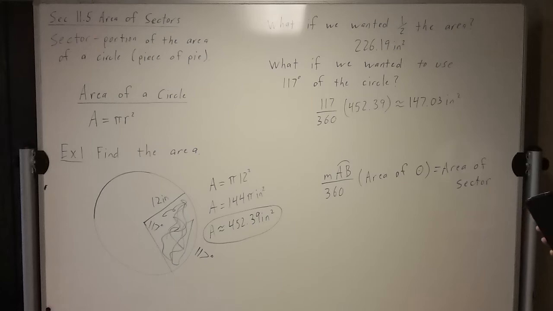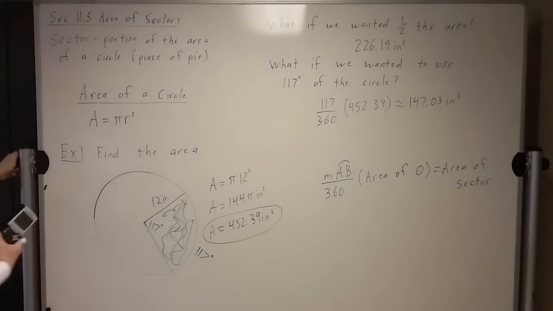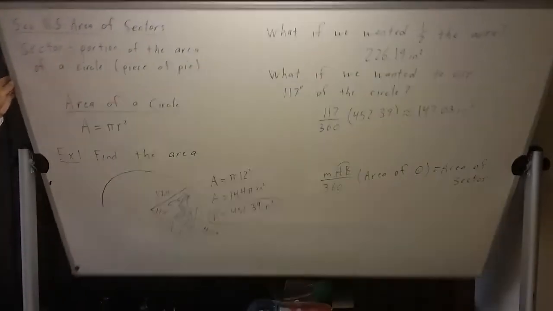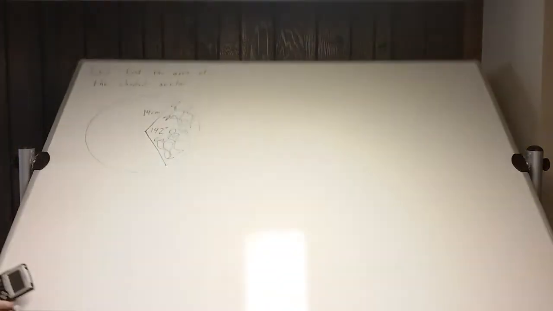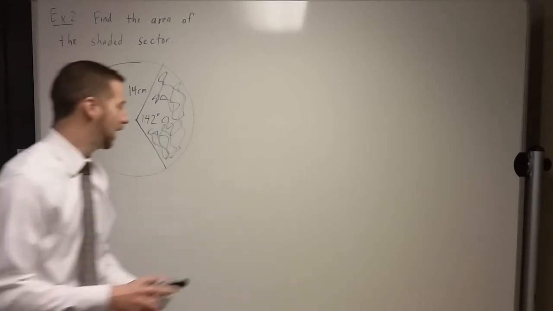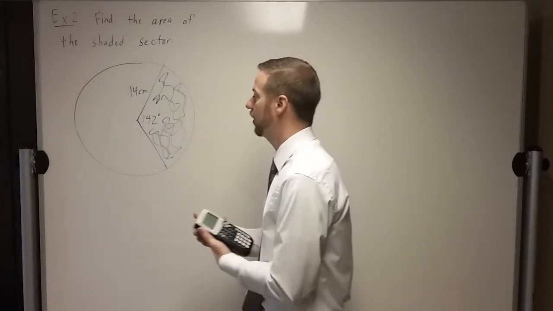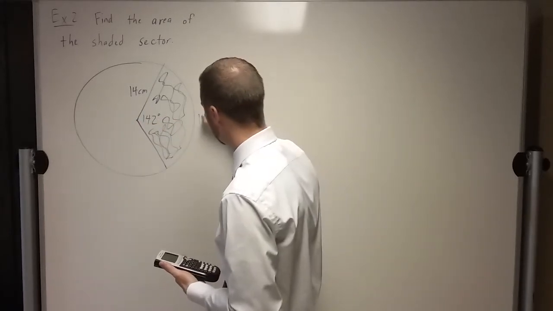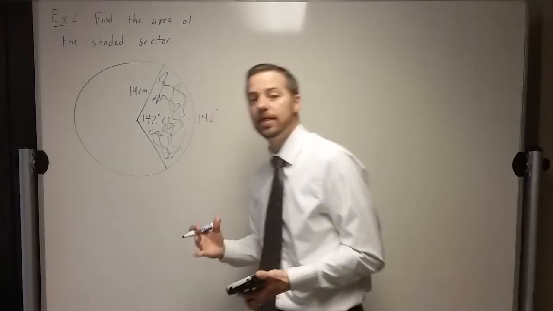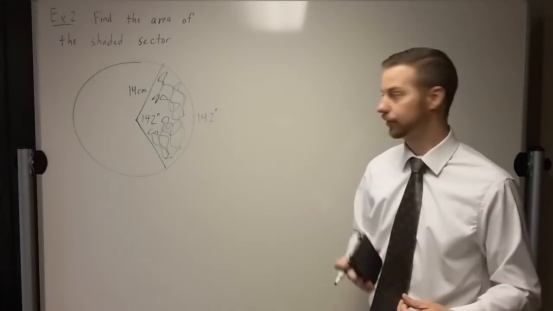So let's see if we can put this to use on another example now. On this one, I shaded in a little section, and we want to find the area of the shaded sector. So we've got a circle. The radius on this circle is 14 centimeters. The section of the circle we're looking at is 142 degrees. Now I could put this 142 degrees centrally here, or I could put it out here. They would both mean the same thing. We're using 142 degrees of the 360 in the circle.